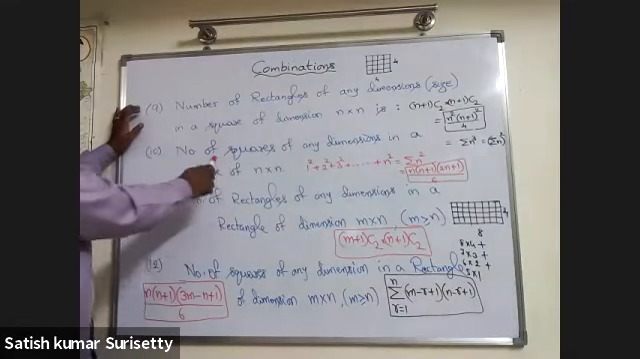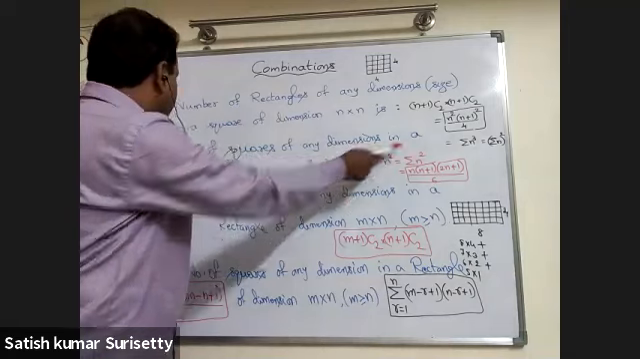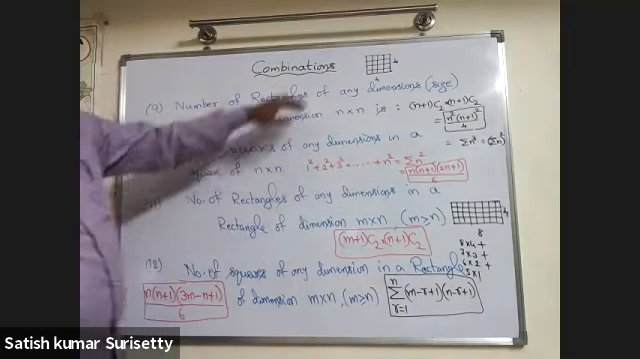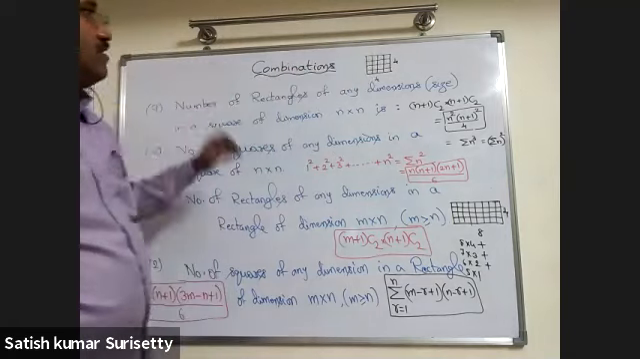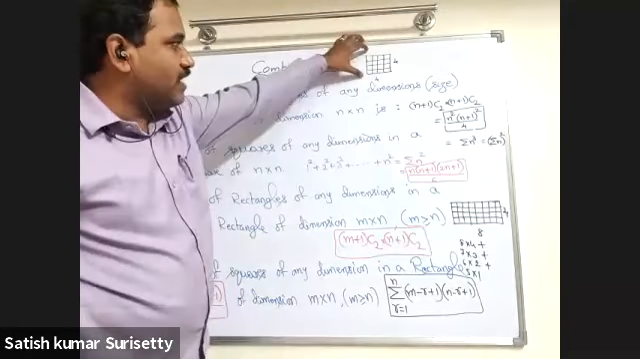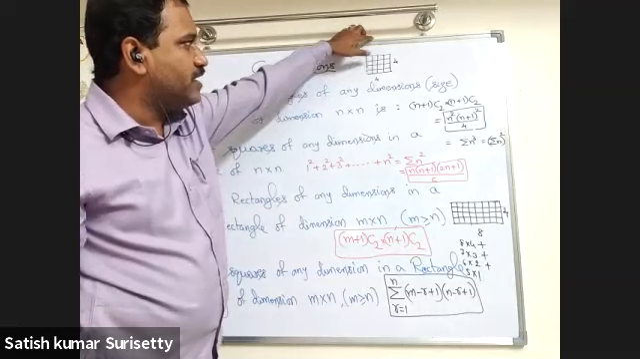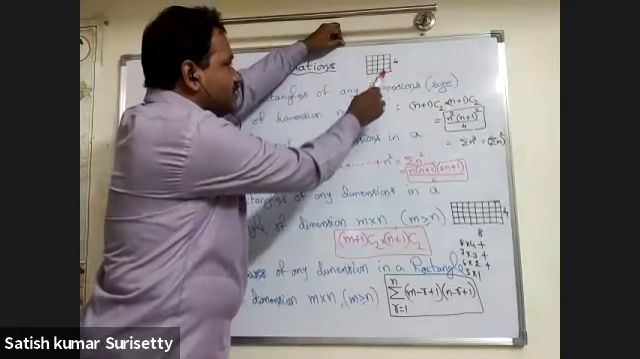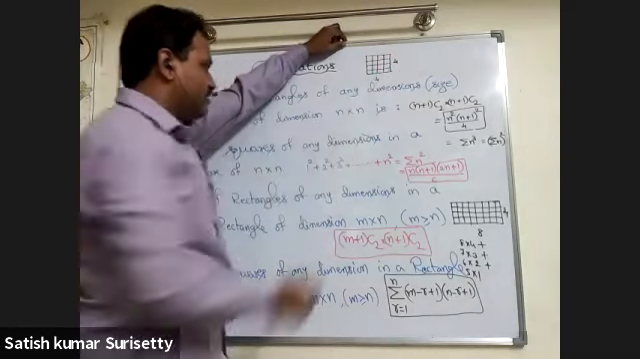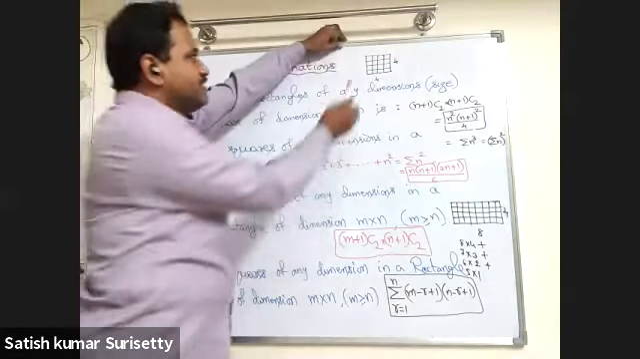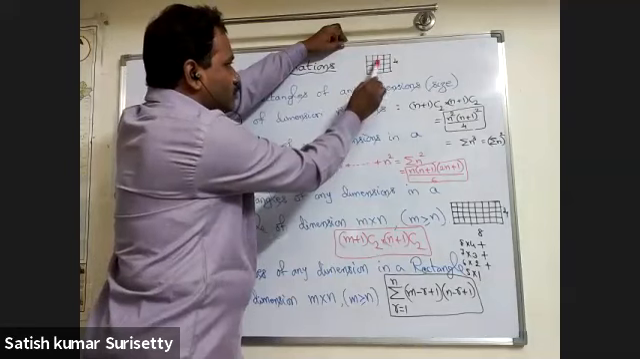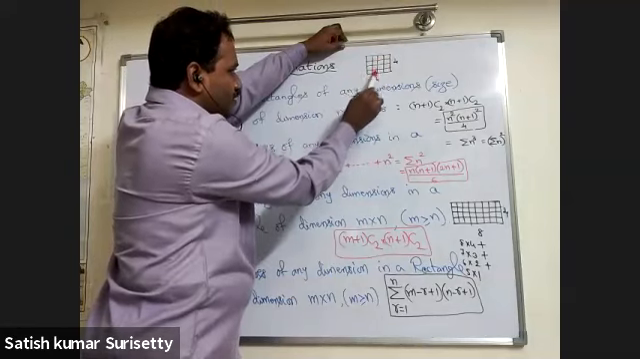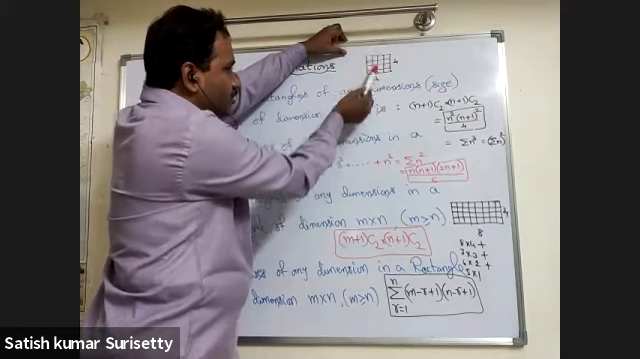Next, number of squares of any dimensions in a square of n by n. Now, again we can consider the same example of 4 by 4. Now, here I should count the 1 by 1 squares, 2 by 2, 3 by 3, 4 by 4. Now, 1 by 1 square, if I consider, there will be 16, which is same as 4 square. Now, 2 by 2, if I consider, 1, 2, 3. Again, 1, 2, 3. Again, 1, 2, 3. So, 3 into 3, 9.